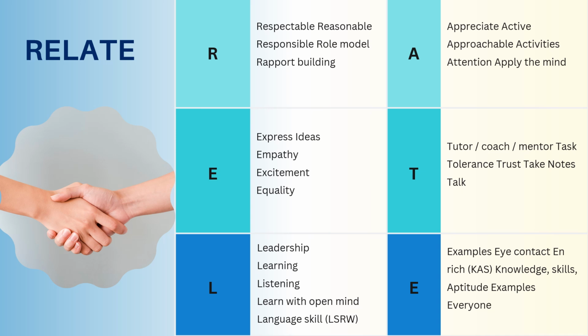Similarly, we brainstormed on the word relate. R stood for respectable, reasonable, responsible, role model, rapport building. E for expressing ideas, empathy, excitement, equality. L for leadership, learning, listening, learn with an open mind and learn language skills. A for appreciate, active, approachable activities, attention, and application of the mind. T for tutor, task, tolerance, trust, take notes, and talk. E for examples, eye contact, enrich, aptitudes, and everyone.